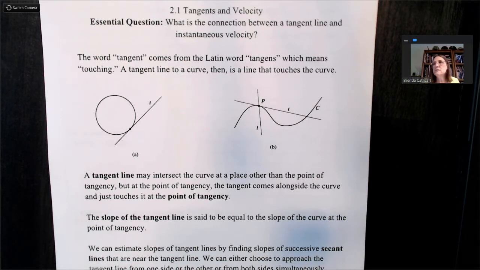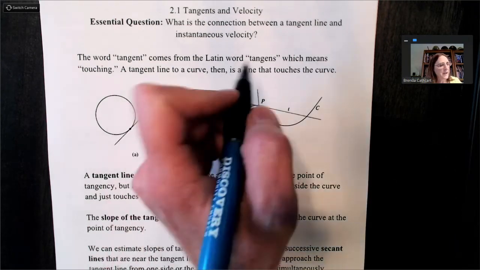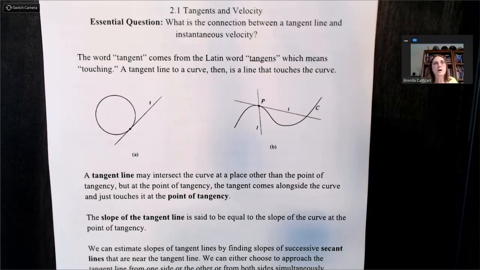In this calculus lesson, we're going to be taking a look at tangents and velocities. We're going to be examining the essential question: what is the connection between a tangent line and instantaneous velocity? The word tangent comes from the Latin word tangens, which means touching.